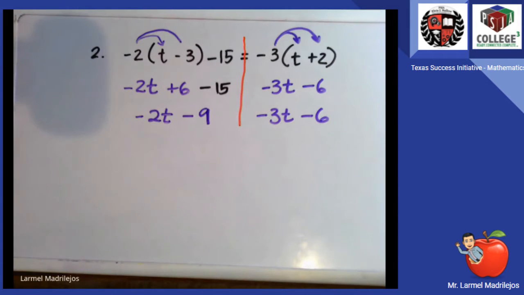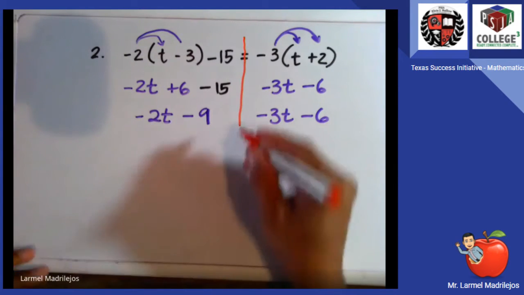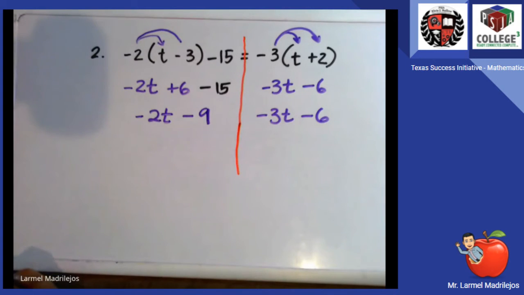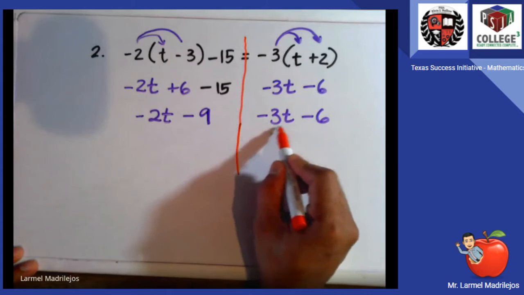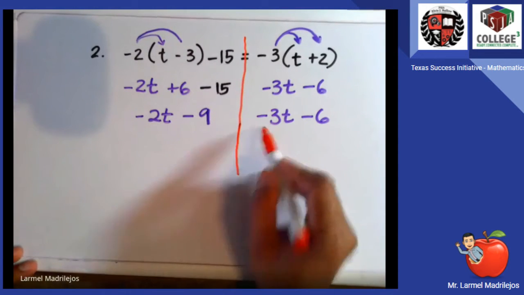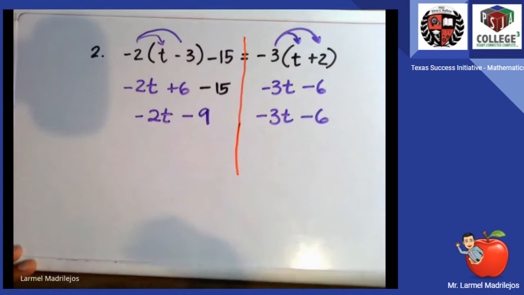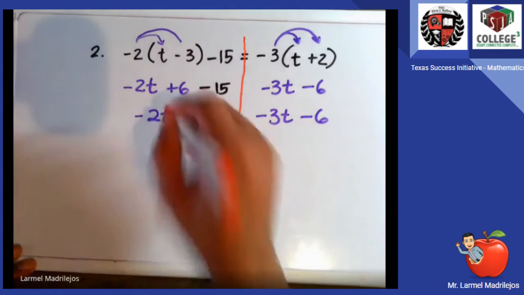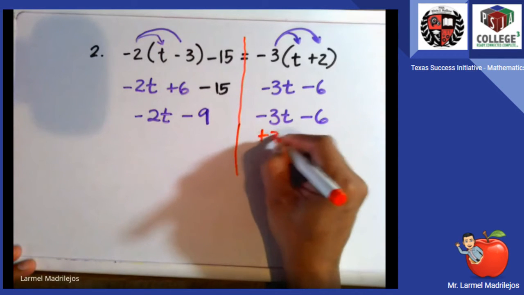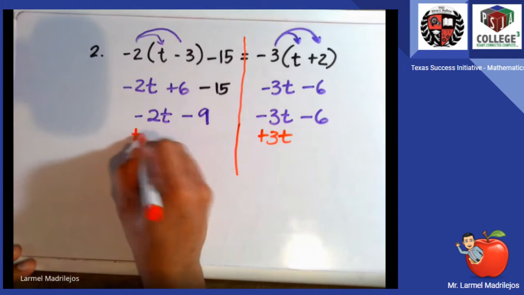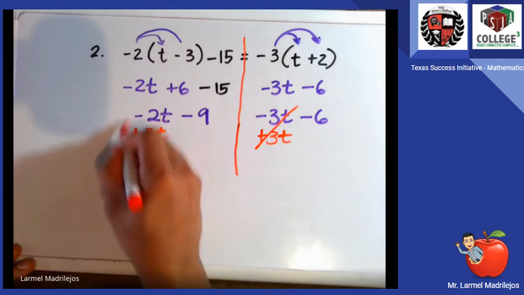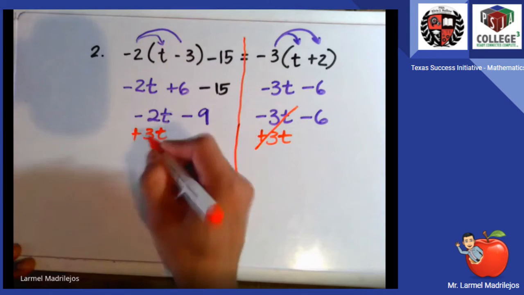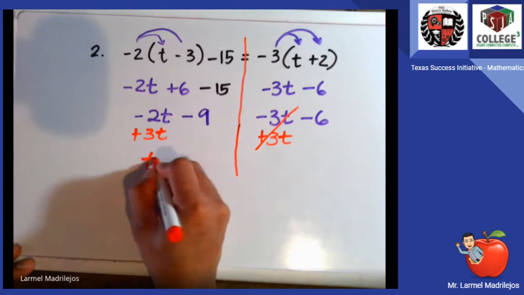Now this time, I need to combine like terms. So I need to combine numbers with variables and just the constants. I'm going to transfer this to the left side because I want the largest number. Largest number carries the sign. If I transfer this here, I need to undo by adding 3t on both sides. So this cancels out. This leaves me negative 2t plus 3t, which is 1t, or t.